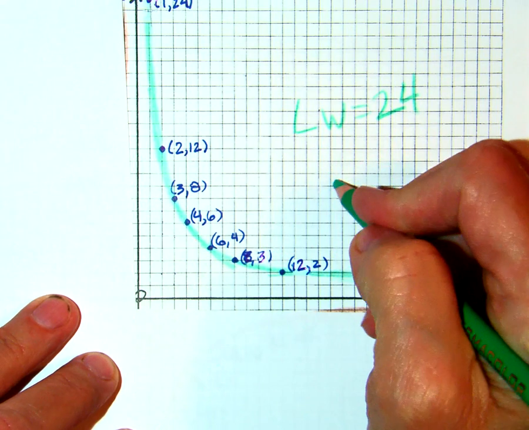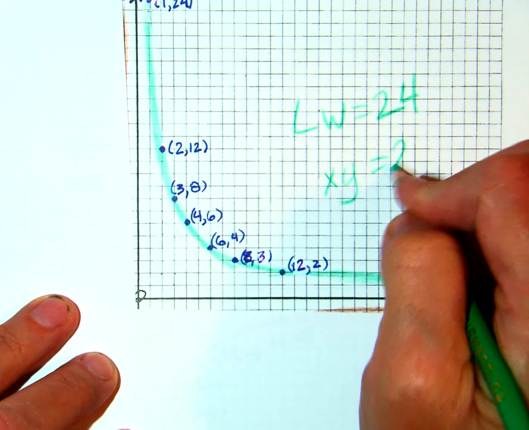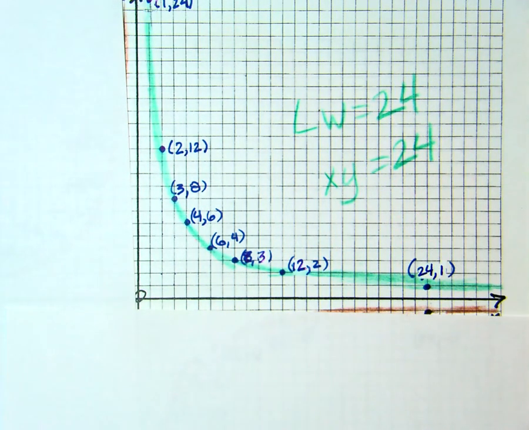Or we can say in more general terms, xy equals 24. Does everybody see that, I hope? Not very good. That's not drawn very good.